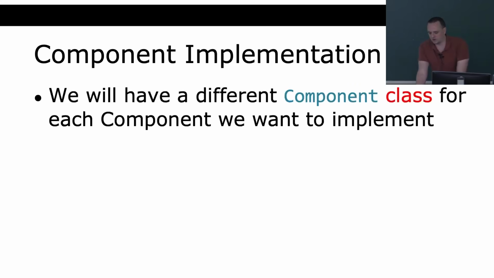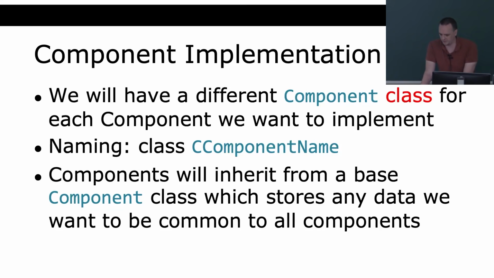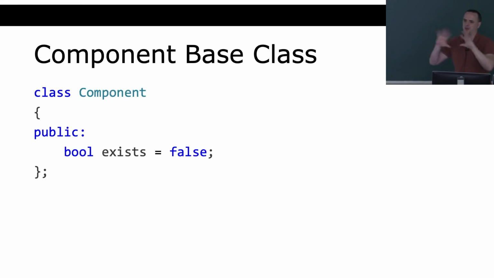And what we're going to do is we're going to have a different component class for each component we want to implement, and that's the naming convention. So we'll have C transform, C shape, that kind of thing. And components are going to inherit from a base component class which stores any data we want to be common to all components, but it's the most basic type. It's not like complex inheritance.